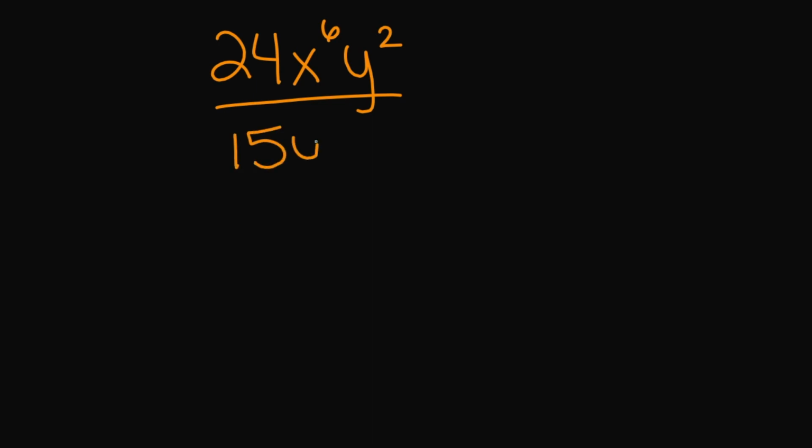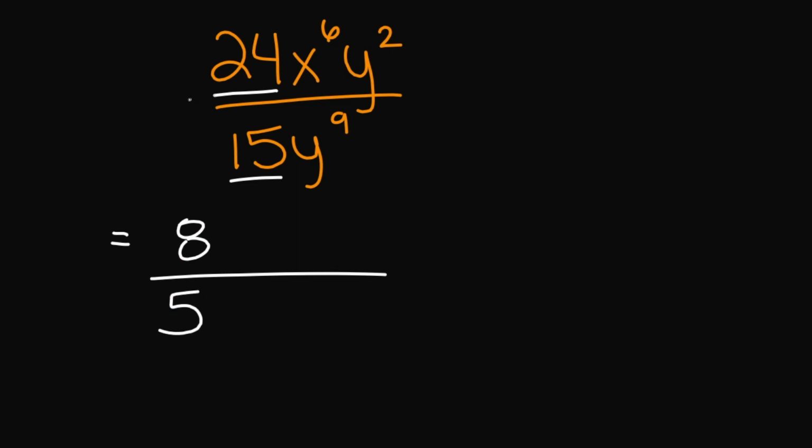Let's try 24x to the 6th power times y squared over 15y to the 9th power. So first thing I notice here, I can simplify my 24 and my 15 into 8 over 5. 24 divided by 3 is going to give you 8. And then if you do 15 divided by 3, that's going to give you 5.